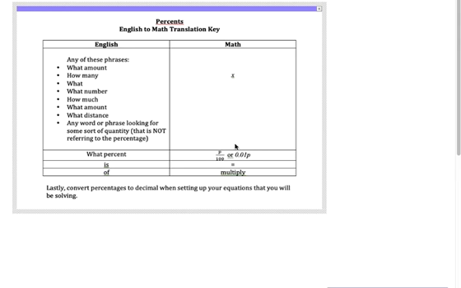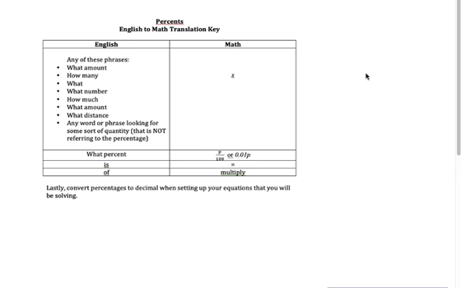All right, first of all, take a look at this box that I just put up here. I think it would be a good idea for you to copy this in your notes. In fact, I may just give you a link in Canvas so that you can download this. I'm calling this my English to Math translation key. This is for percents.